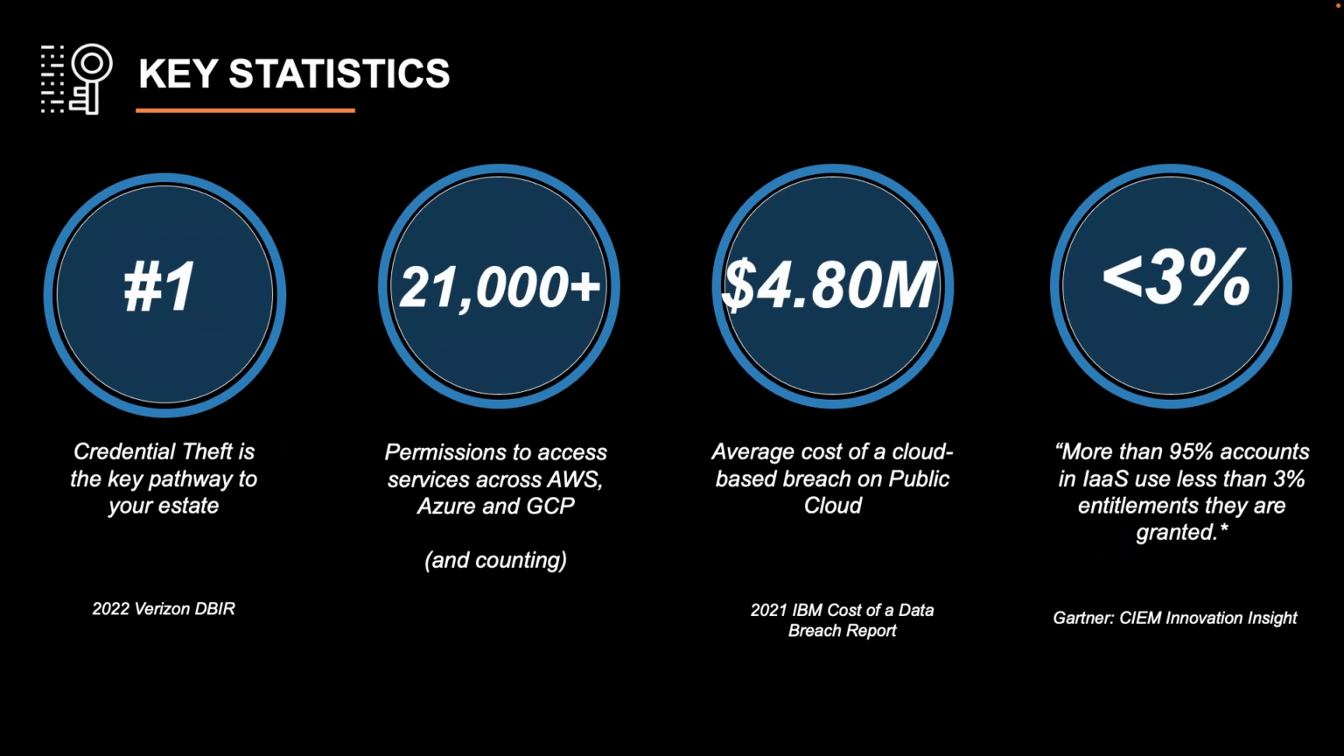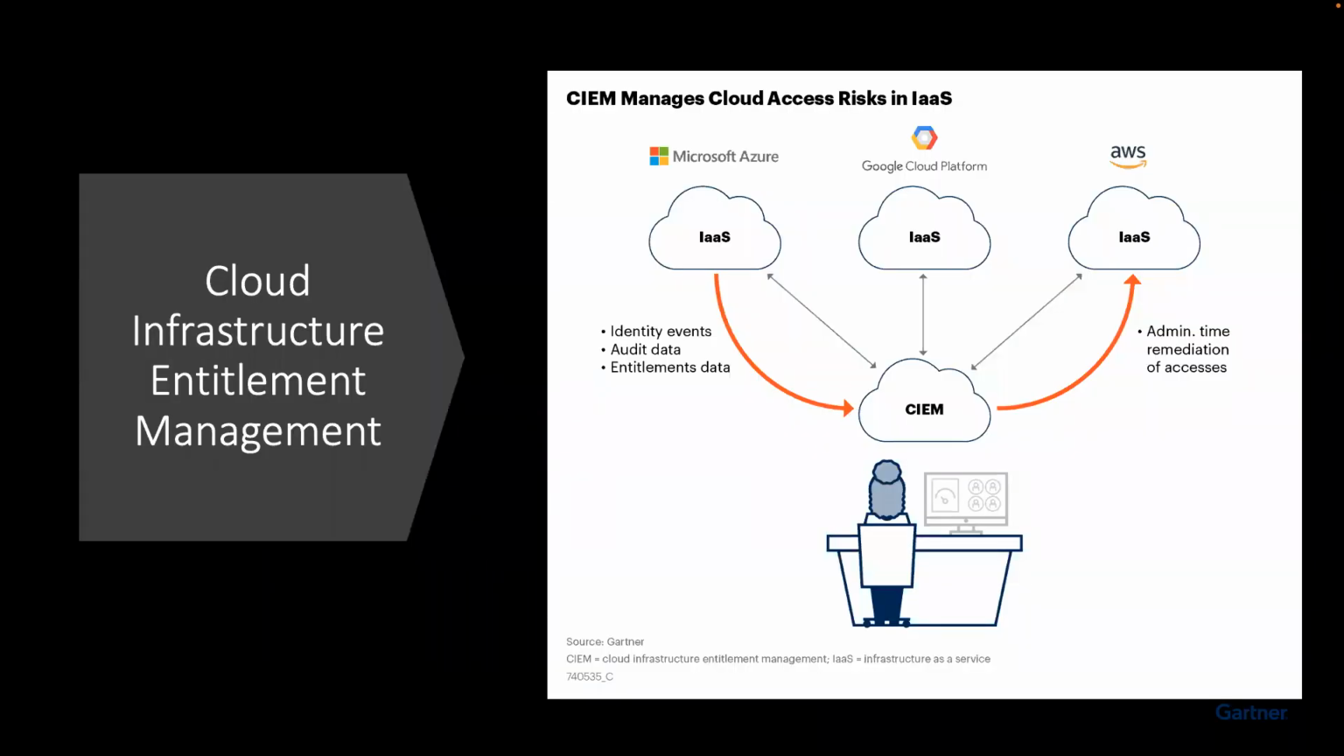Then the question comes: how can we tackle this challenge and what can organizations do to achieve the least privilege principle? That's where Gartner coined a new term in 2020 or 2021, CIEM. The full form is Cloud Infrastructure Entitlement Management. Under this new CIEM industry, some of the CIEM vendors are trying to solve the least privilege challenge.